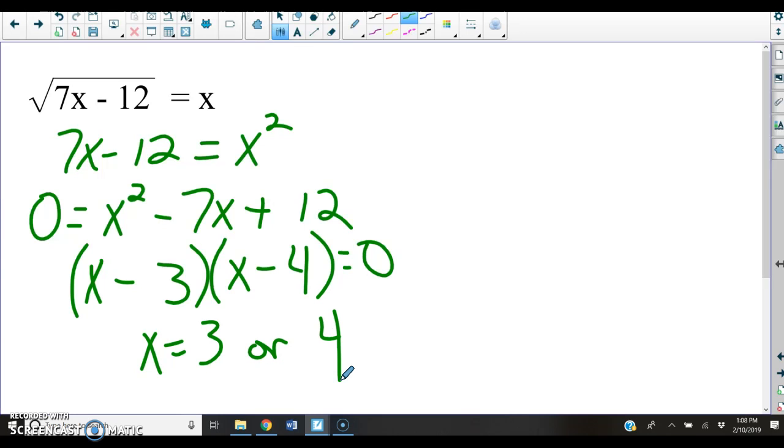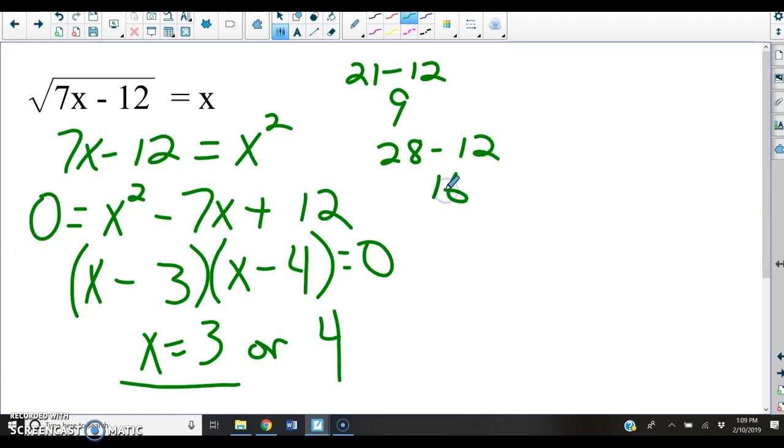And when we check it, 21 minus 12 is 9. Square root is 3. That works. 7 times 4 is 28. 28 minus 12 is 16. That works. So this time we do get 2 possible solutions.